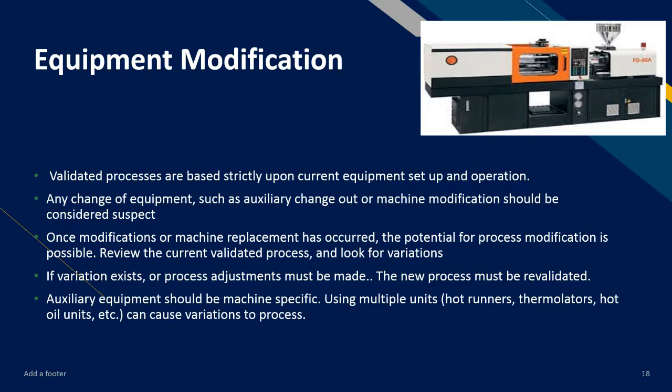Auxiliary equipment should be machine specific. So we want to marry our equipment to the press. Anytime that we use multiple units, such as hot runners, thermalators, hot oil units, etc., we can cause variations to our process.